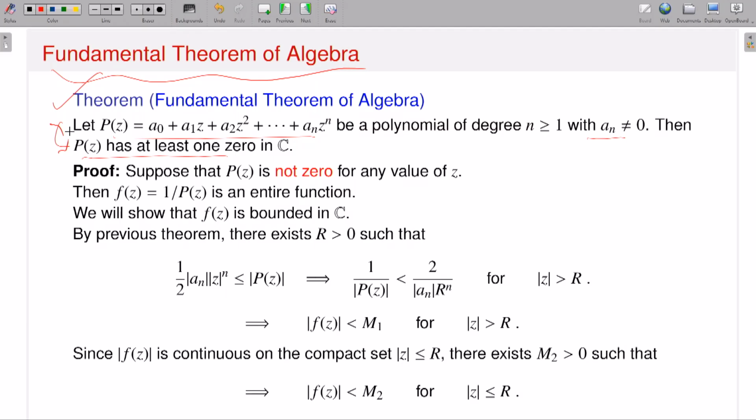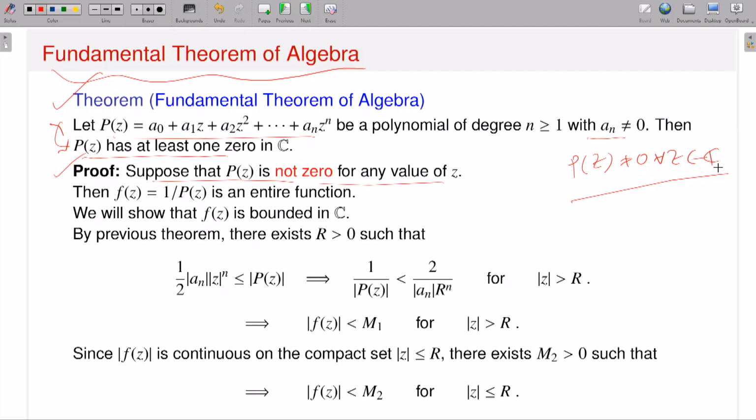So let me prove that one. Start with a polynomial Pz, which is a polynomial of degree n, non-zero. I will prove that Pz has at least one zero in C, in the complex plane. I will prove it by negation. So suppose Pz has no zero. Suppose Pz has no zero, that means Pz is non-zero for all z in C.